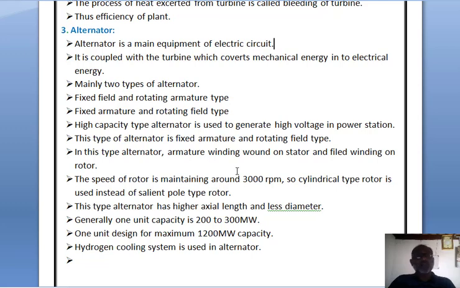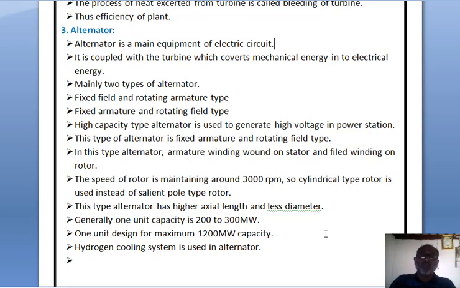In this type of alternator, the armature winding is wound on the stator and the field windings, that means the field poles, are mounted on the rotor. The speed of the rotor is maintained at around 3000 rpm. A cylindrical type rotor is used instead of salient pole type rotor. This type of alternator has high axial length and less diameter. Generally one unit of alternator capacity is between 200 to 300 megawatts.